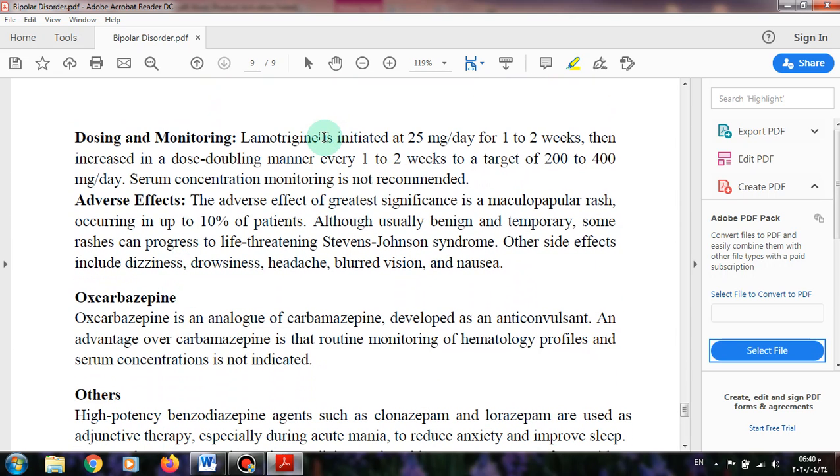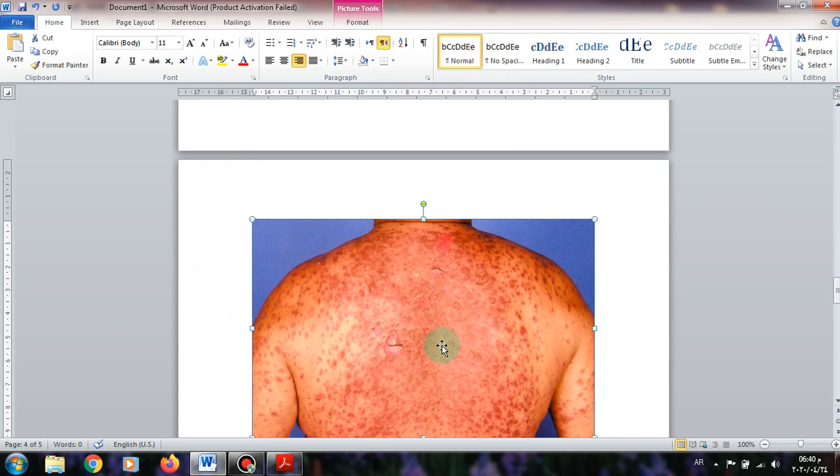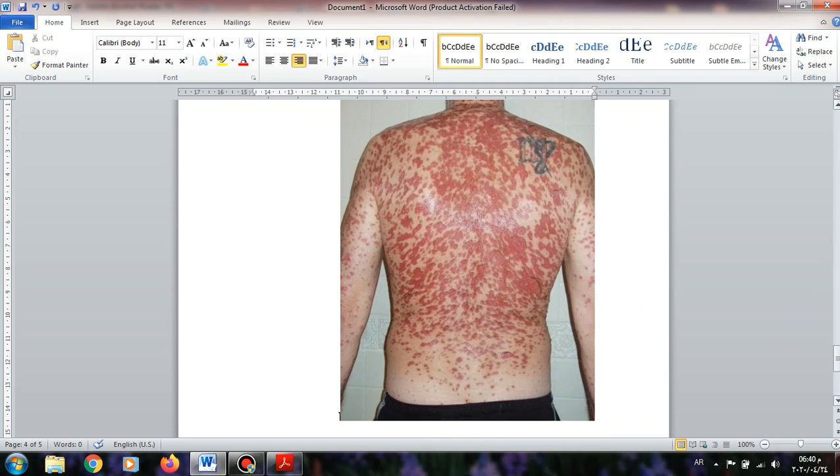Dose of lamotrigine is initiated at 25 mg per day for 1 to 2 weeks and then increased every 1 to 2 weeks to reach the target of 200 to 400 mg per day. Serum concentration is not recommended for lamotrigine. Adverse effects include maculopapular rash, occurring in 10% of the population, which is usually benign and temporary, but in a certain population it converts to Stevens-Johnson syndrome. So first you see a maculopapular rash, the benign form, and it turns into Stevens-Johnson syndrome.